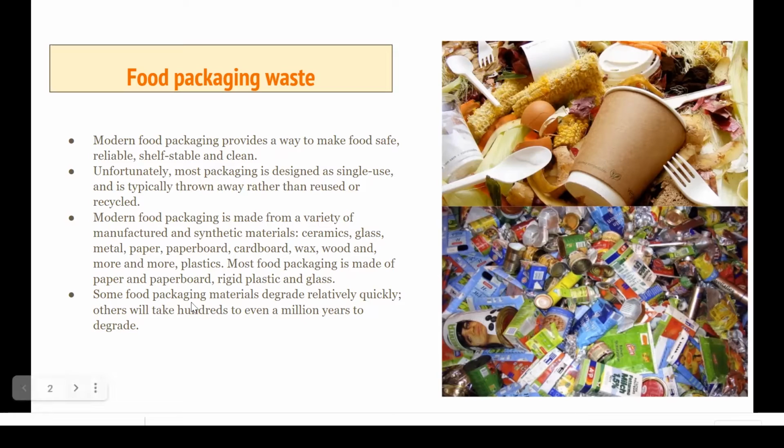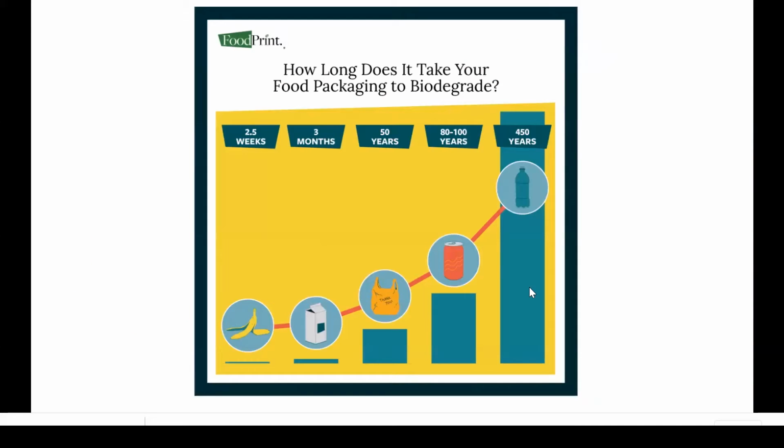So food packaging materials, some of them degrade very quickly, like the natural ones, but others, such as plastic, which is the most common food packaging, will take hundreds to even a million years to degrade. So you can see here from natural to synthetic, the time increases.